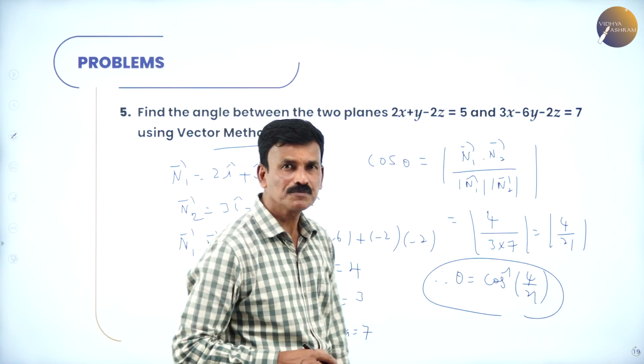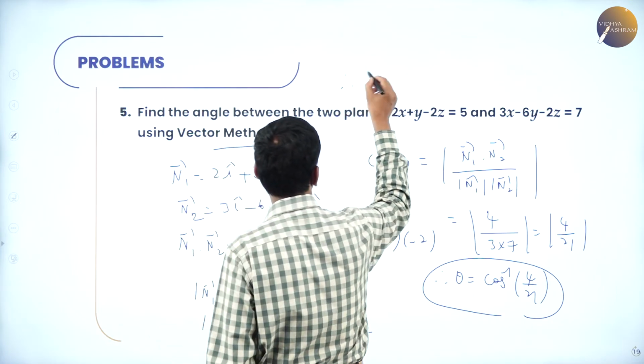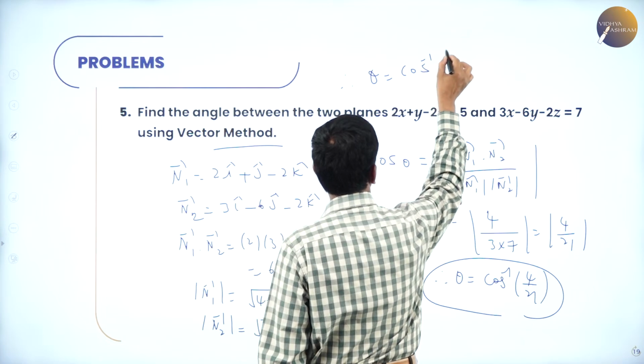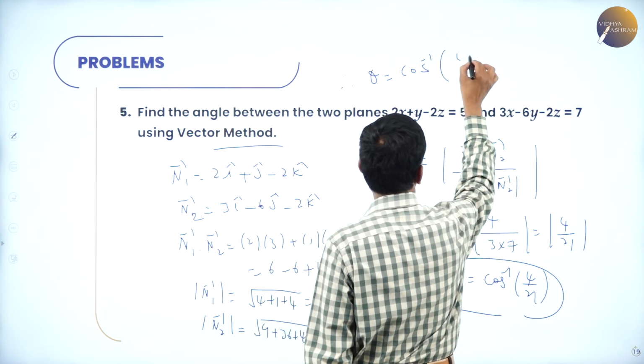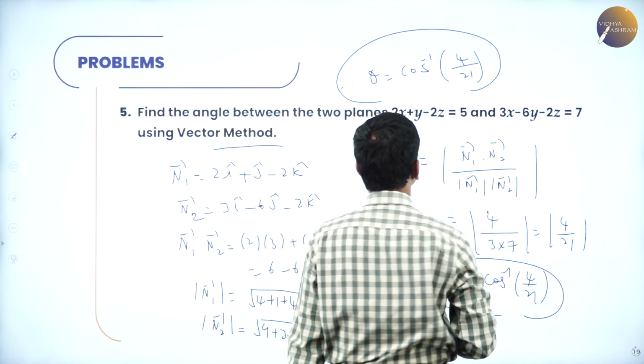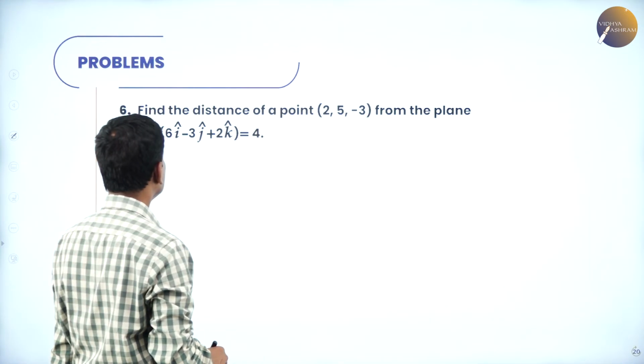That's it. So the angle between these two planes is given by theta is equal to cos inverse of 4 divided by 21. That's it. Now let us come to the next problem.